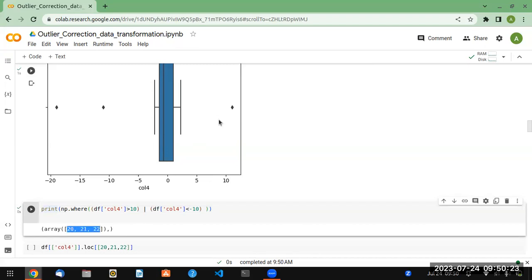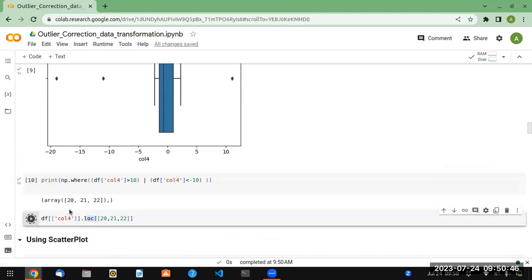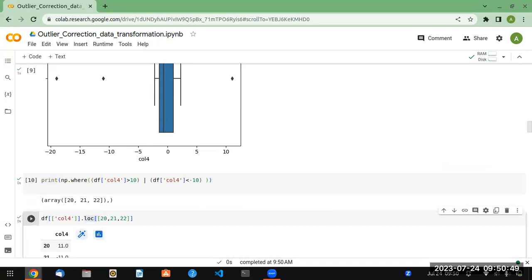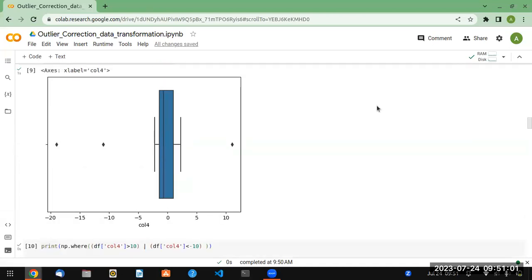So you see the plot, you identify that this is an outlier because it's far away, and you get the index number. If you decide to delete these points, you can delete them through the index number, or you can verify them in your data set with loc. So in that column, these three are the outliers, 11, -11 and -19, which are exactly these 3 points in your box plot. I performed this on column 4.